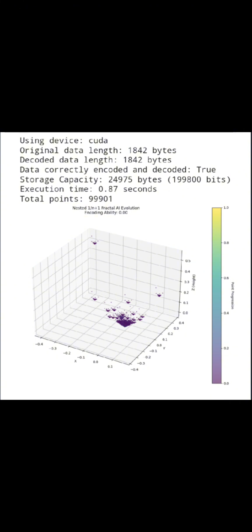So where do we even start with something this complex? I mean, the source material mentions this nested 1N1 fractal. Yeah, that's a mouthful. So imagine a multidimensional snowflake, but instead of ice, it's made of pure information. And that's where the AI comes in. Okay, so the AI is navigating this incredibly complex structure, this data snowflake. In a way, yeah. What's fascinating is the AI isn't actually storing the data itself. It's learning how to read the fractal, how to encode and decode information within its shape.